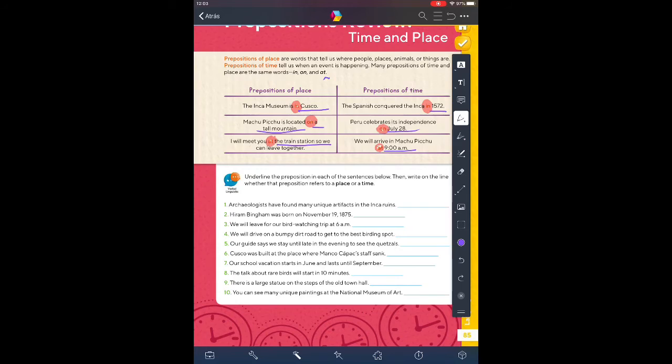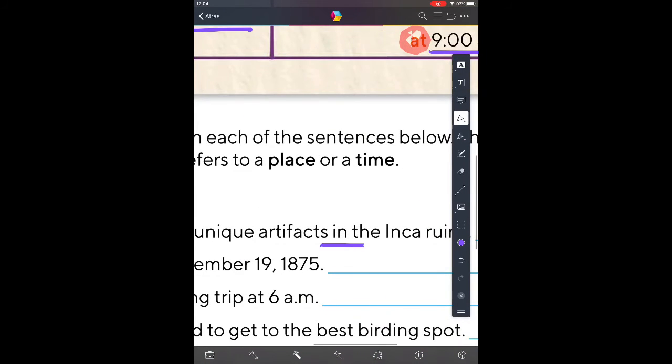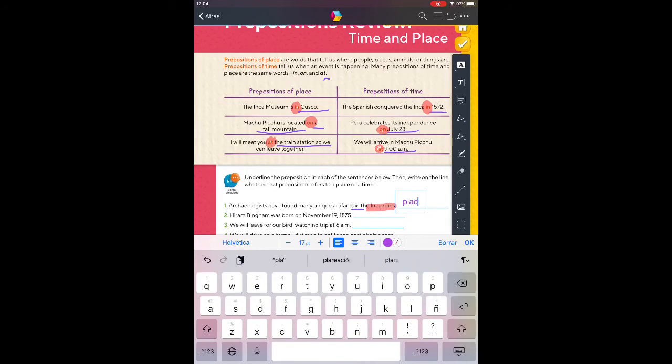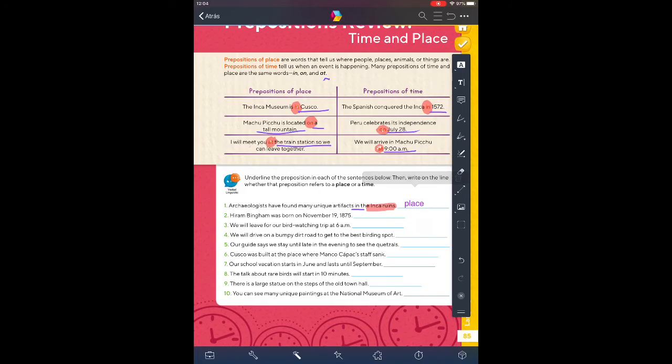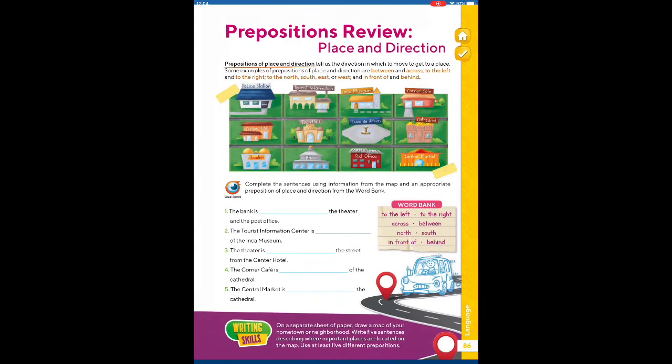Now, underline the preposition in each of the sentences below, then write on the line whether that preposition refers to a place or a time. So I am going to do the first one so you can see. Archaeologists have found many unique artifacts in the Inca ruins. So "in" is my preposition, and it's talking about Inca ruins. So it's talking about a place. Can you see? And you're going to do the other 9. And that's it. So easy. Okay, then we go to page 86, the last one for today.